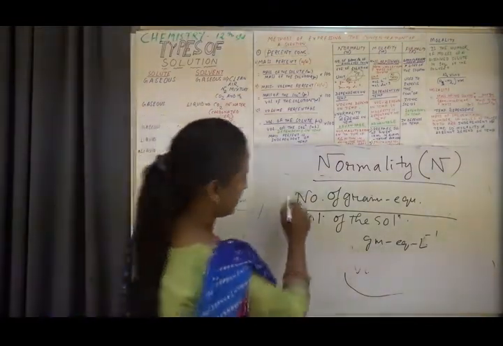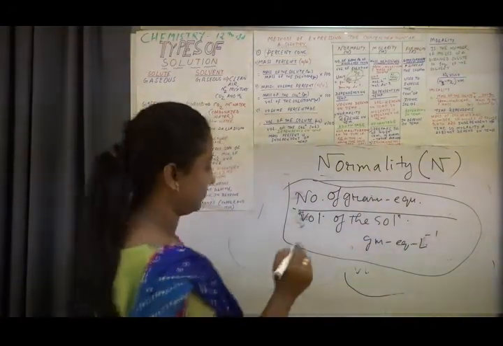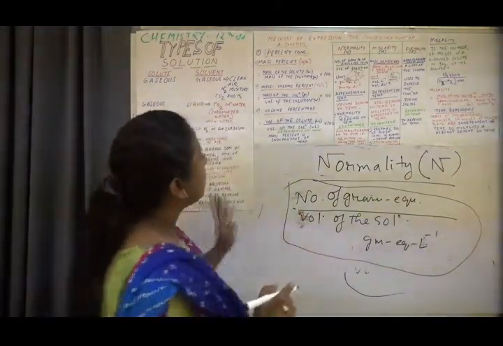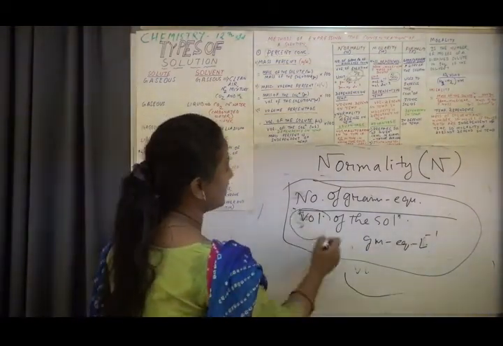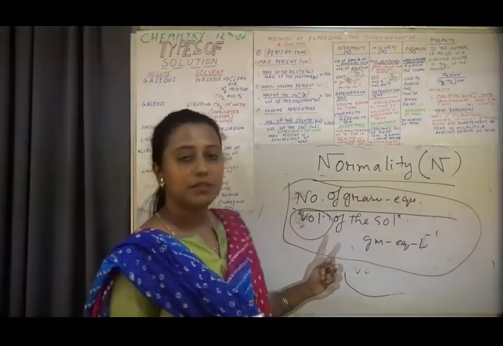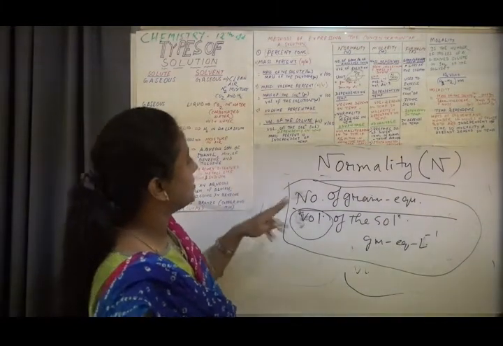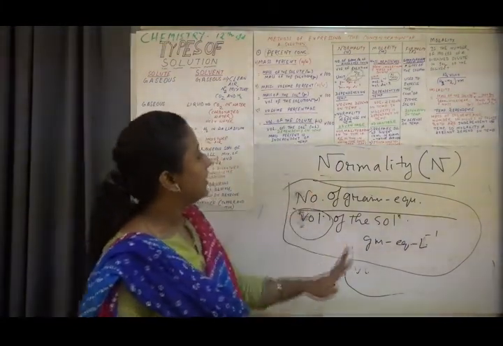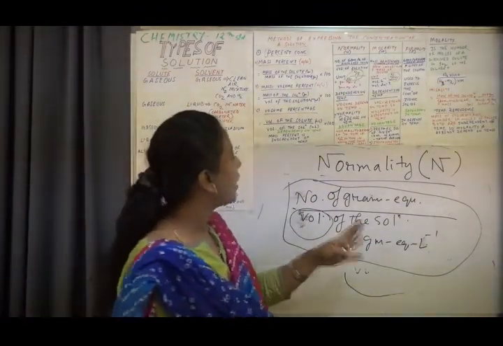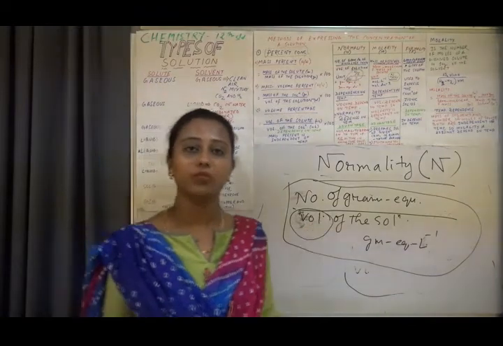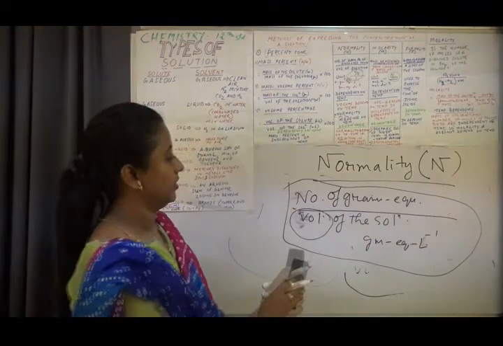Is this term dependent on temperature or not? This term depends on the temperature. Why does it depend on the temperature? Because volume is there, and volume depends on the temperature, so the whole term will depend on temperature. What are the advantages of normality? Normality depends on the reaction. What type of reaction is going on, we can find out with the help of normality. So I think up to this is clear.